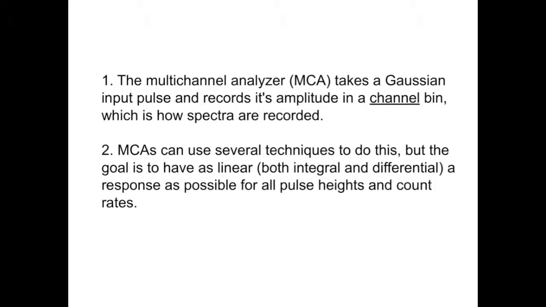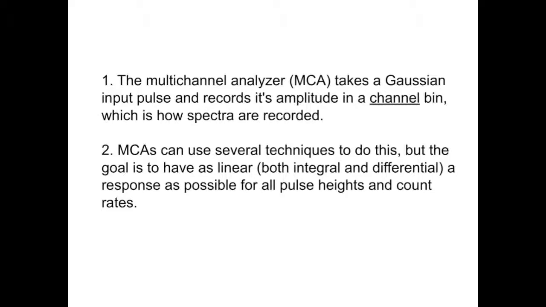Now we're on to Chapter 18. Chapter 18 was the multi-channel pulse analysis chapter, and this kind of wraps up everything on the electronic side. Here's where we actually start trying to quantify what's coming out of our electronics with the MCA. So we say that a multi-channel analyzer takes a Gaussian input pulse and records its amplitude in a channel bin, which is how spectra are recorded.